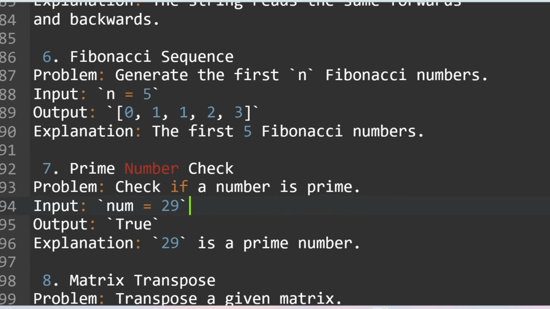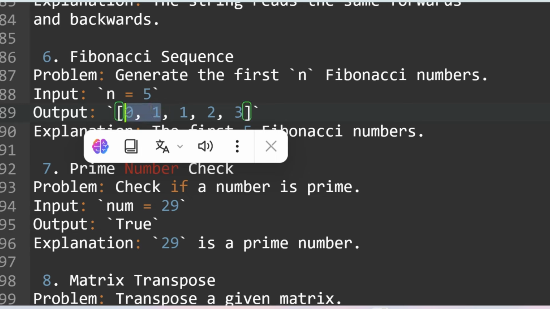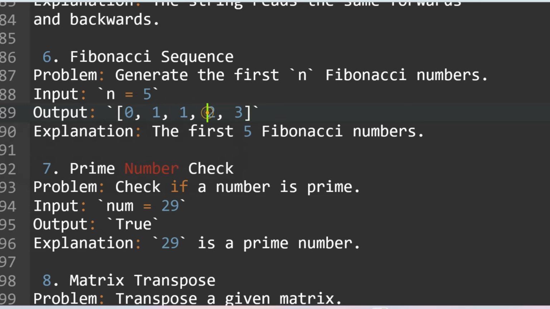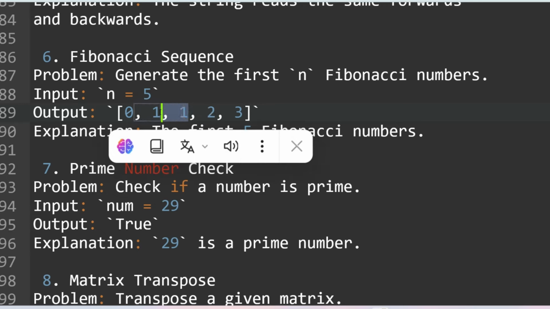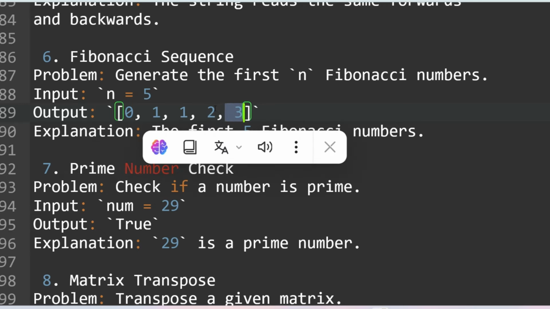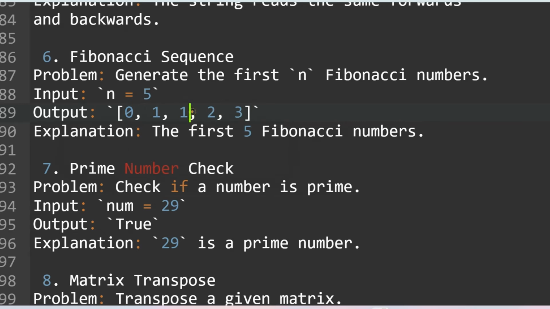So let's go to the next question, that is Fibonacci series or Fibonacci sequence. You will be given an integer as input, let's say 5. The first two digits will be 0 and 1, and each next digit will be the addition of the previous two digits. So 0 1 will be there, of course, then the next number will be the addition of the previous two, 0 plus 1, and the next number will be 1 plus 1, and the next number will be 2 plus 1. I hope you understood.